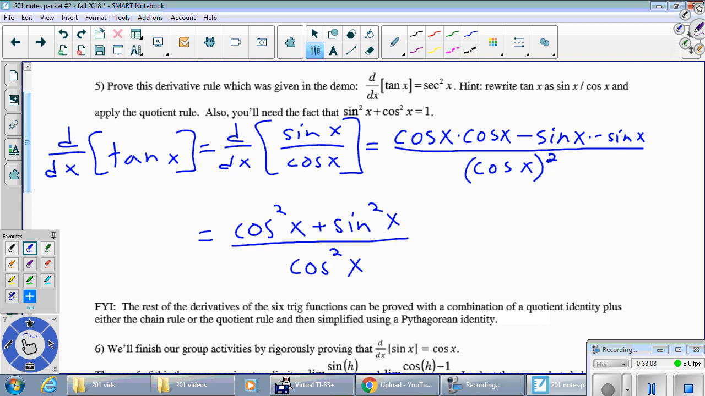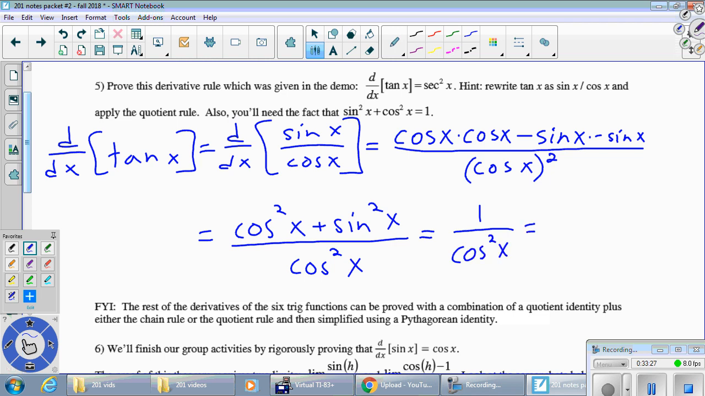That's no good. But there is a Pythagorean identity. It's written right here. Hopefully you remember that one. That sine squared of x plus cosine squared of x is 1 for any angle x, which means the numerator here, even though it's in the reverse order, is just 1 over cosine squared of x.